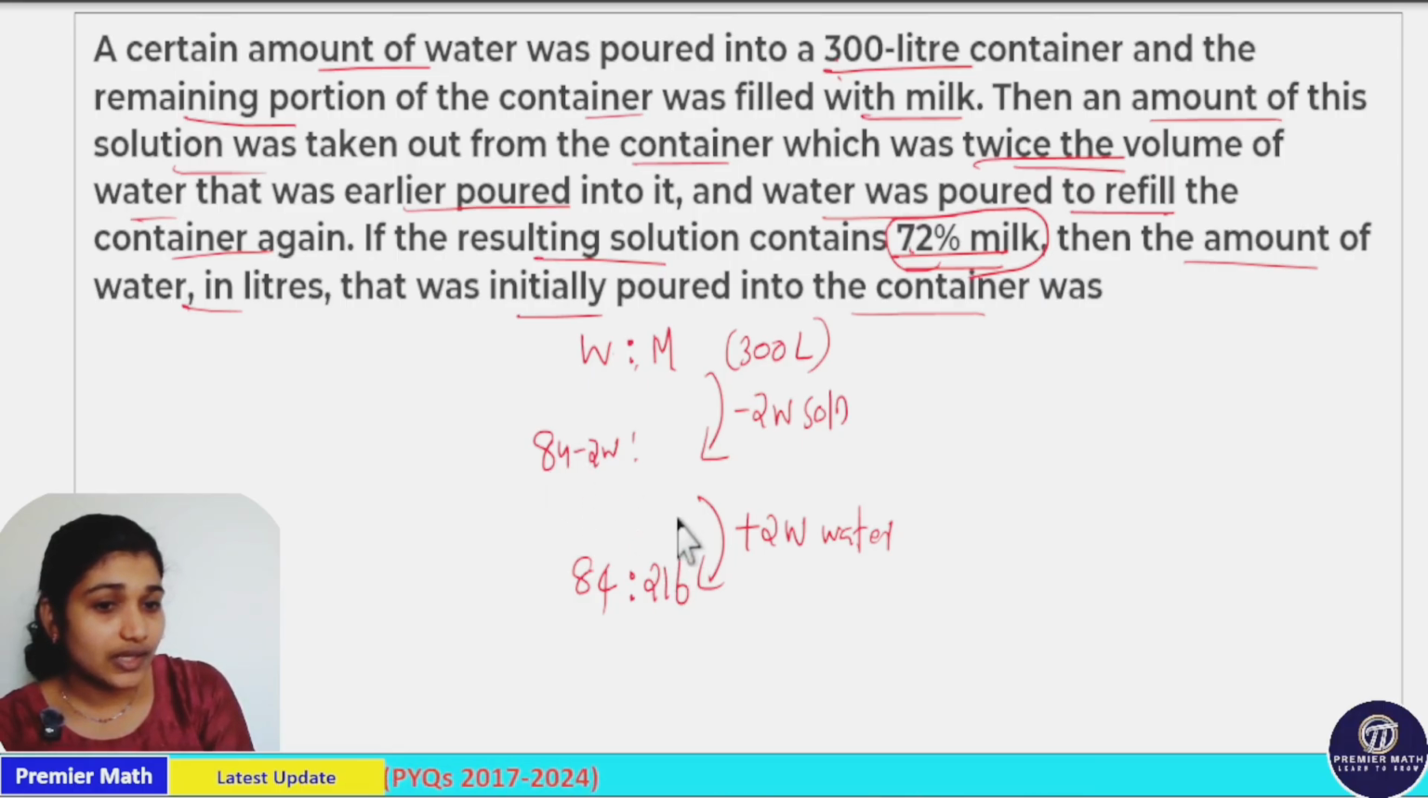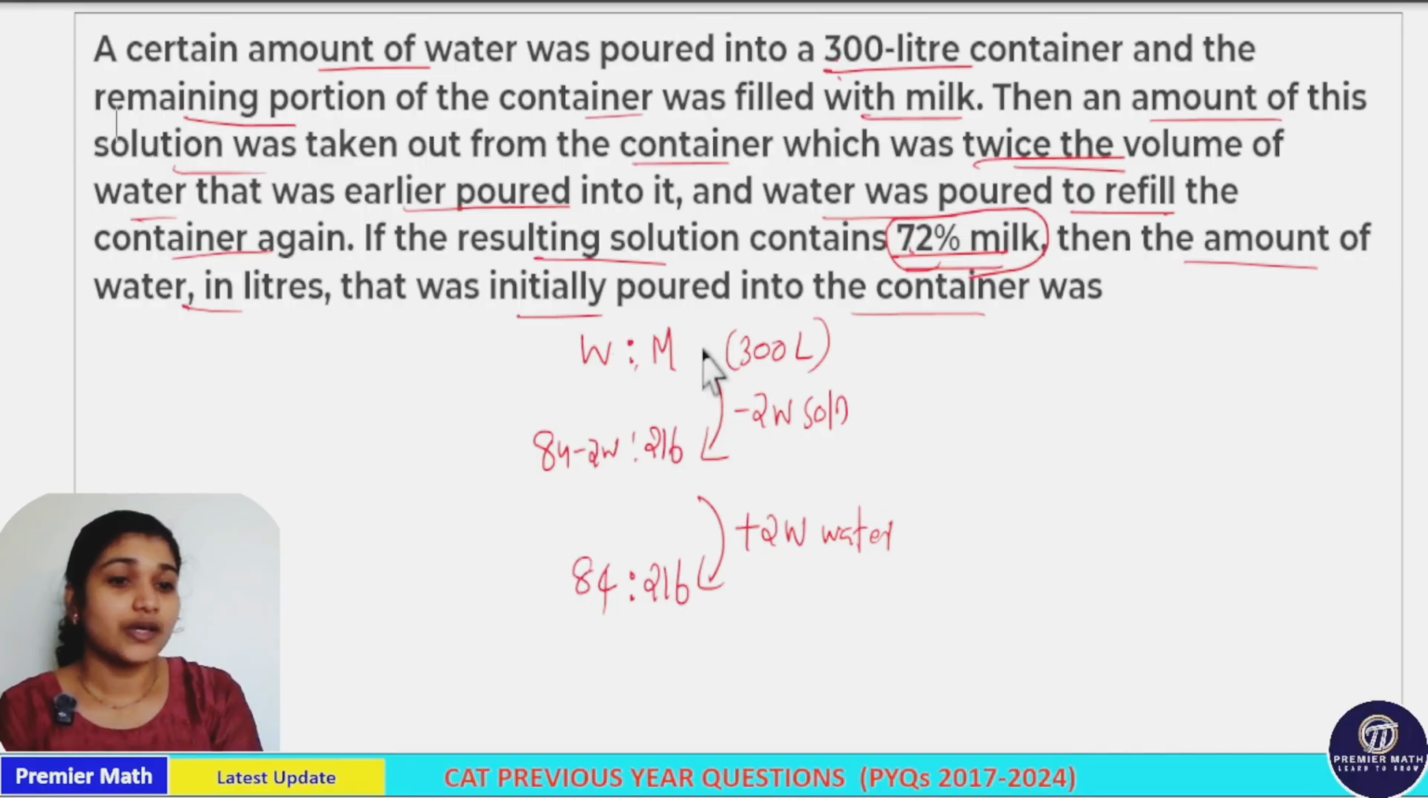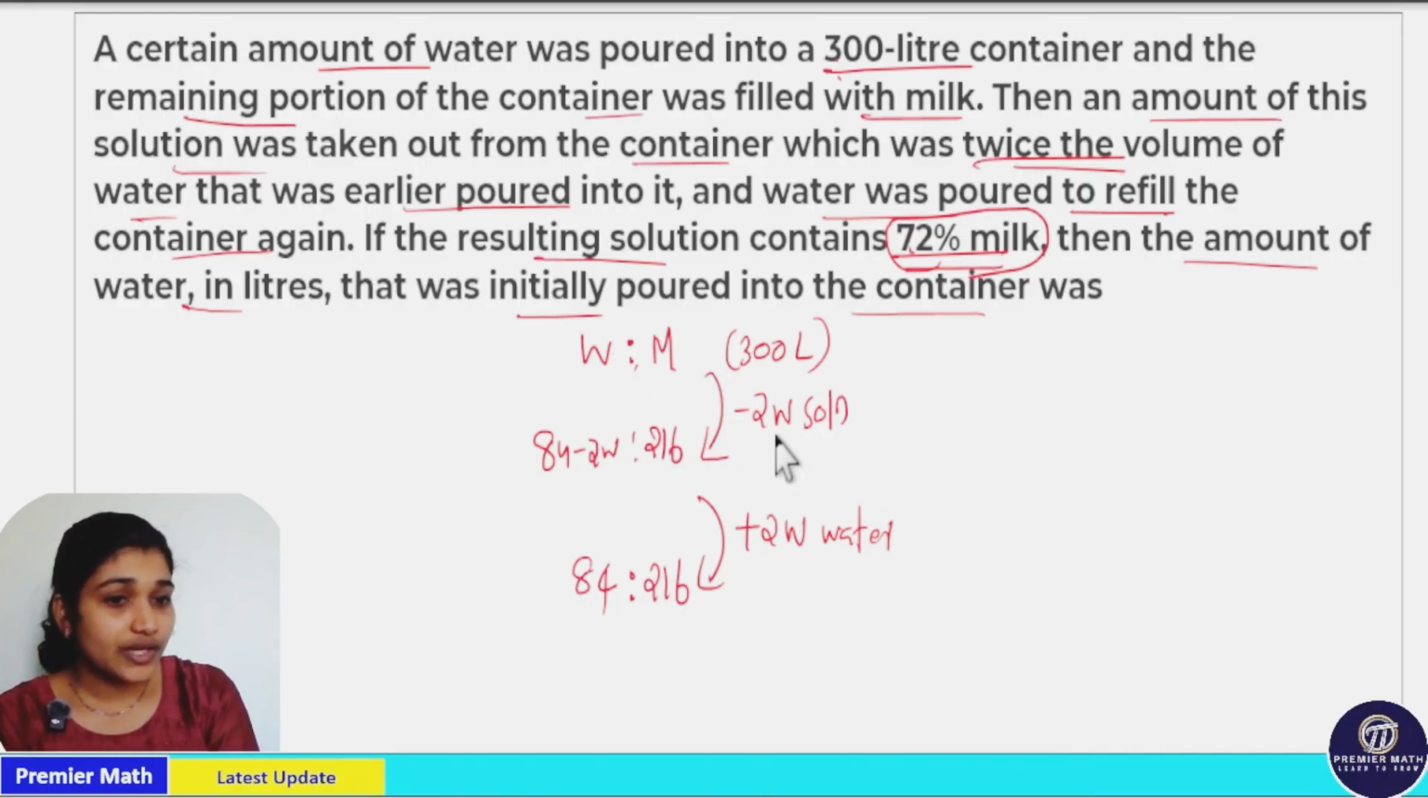And here you are not adding any milk part. So milk part will be same as 260 in the second step. Now from the first step, you are taking out 2W liter solution from this W is to M water and milk part ratio. Then resulting is equal to 84 minus 2W is to 216.